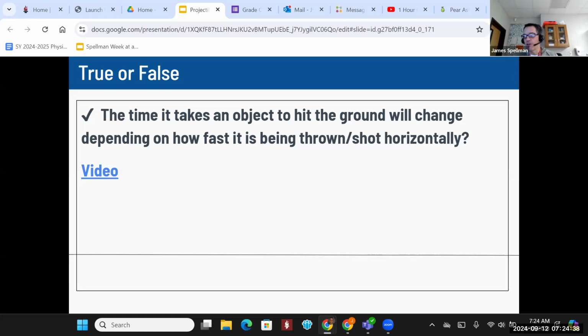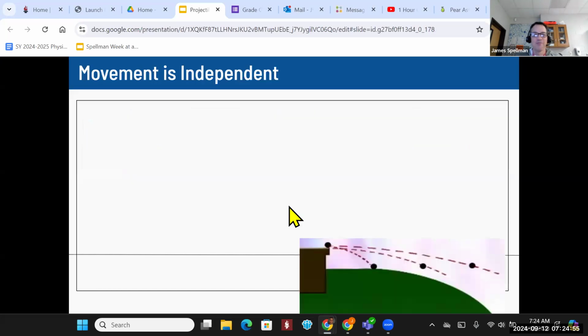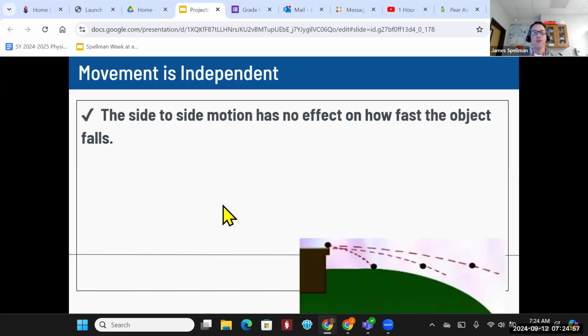There is an exception to that, unless something's moving really fast, like the moon, because the Earth's surface does curve. So if something was moving super, super fast, it actually wouldn't hit the ground at the same time because our Earth is curved and things could go around the corner there. But most times we're not doing that. So the side-to-side motion has no effect on how fast the object falls. You need to kind of remember that one.